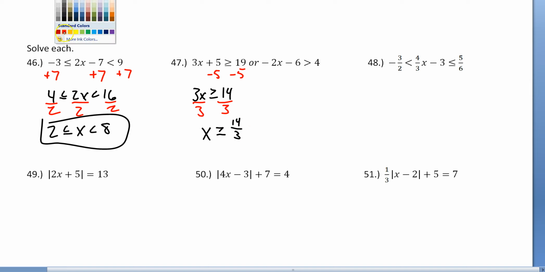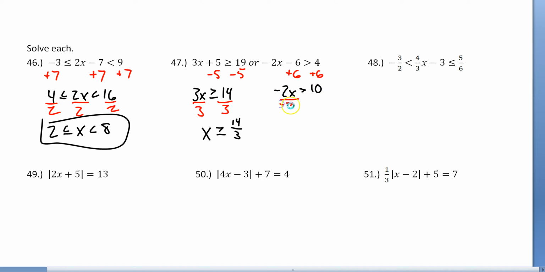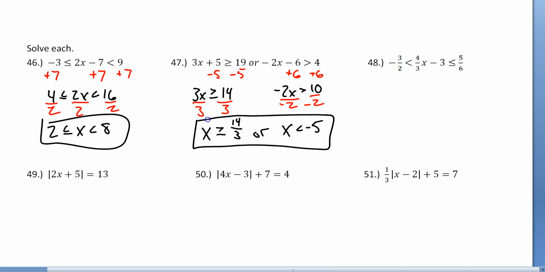And then I solve the next one. I add the 6 to each side. That gives me a negative 2x is greater than a 10. And then I divide each side by the negative 2. Because it's an inequality, since I'm dividing by a negative, I have to flip the inequality sign, so that becomes a less than symbol with the negative 5. And then I just keep that word or in between these, and I'm done. That's it.